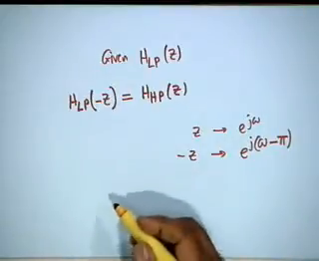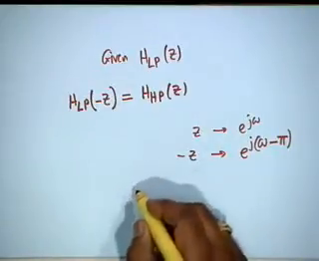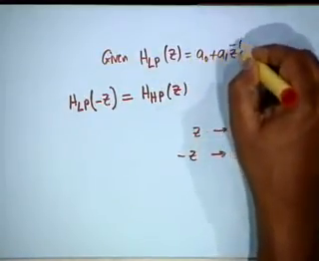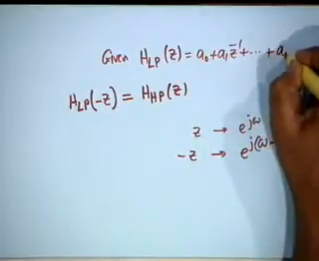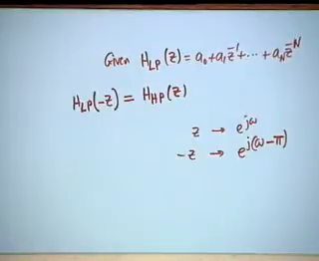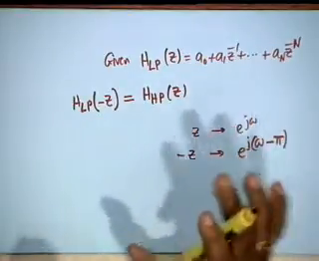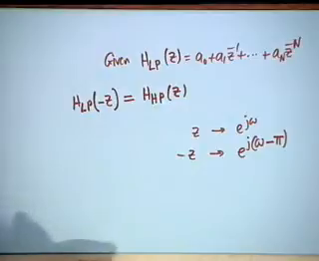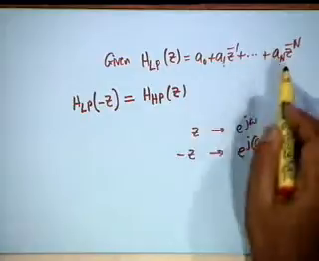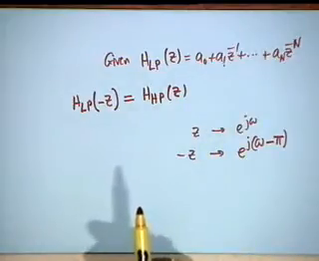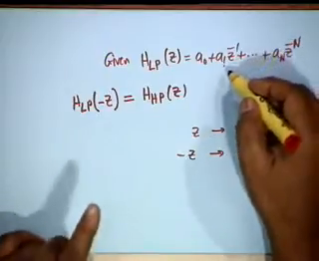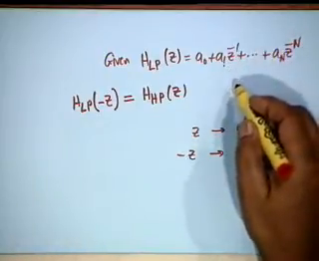In terms of an FIR filter, for example, suppose the low pass filter is a0 plus a1 z inverse plus etc. plus an z to the minus n. Suppose this is the story, then all that you are doing, changing z to minus z, is also equivalent to changing the sign of alternate coefficients. Isn't that right? The coefficient of z to the minus 2 remains a2, but the coefficient of z to the minus 1 becomes minus a1.